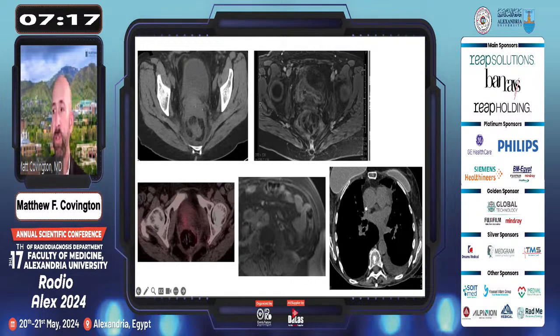She also developed a new pleural effusion, and what that should tell you in a lobular cancer patient is that this is first most likely to be lobular breast cancer that has metastasized to the pleural surface.